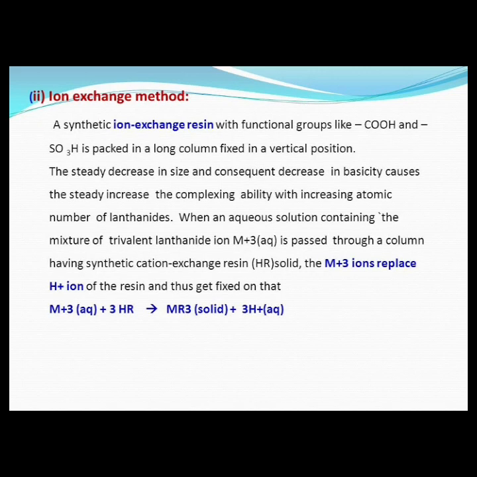Ion exchange method. A synthetic ion exchange resin with functional groups like COOH and SO3H is packed in a long column fixed in a vertical position. The steady decrease in size and consequent decrease in basicity causes a steady decrease in the complexing ability with increasing atomic number of lanthanides. When an aqueous solution containing a mixture of trivalent lanthanide ions, M3+, is passed through a column having synthetic cation exchange resin, the M3+ ions replace the H+ ions of the resin and thus get fixed on it.